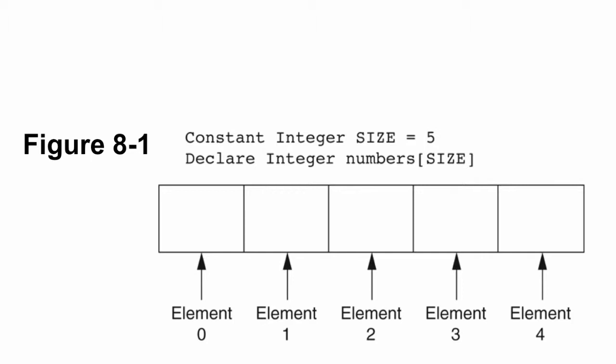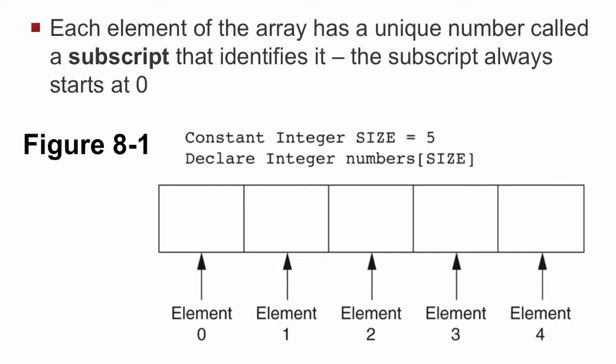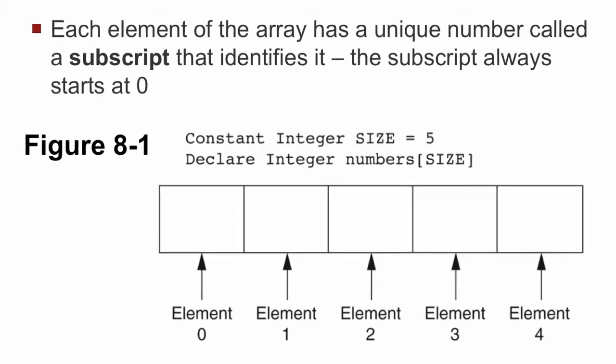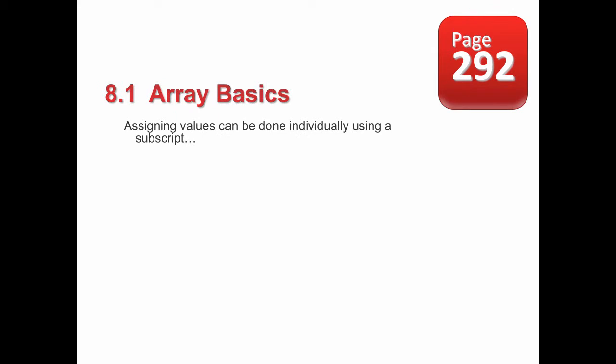All right, here's another way of looking at it. This is the storage location system, and so we say that each of these open elements is going to contain a number. So when we assign values, we do that individually.